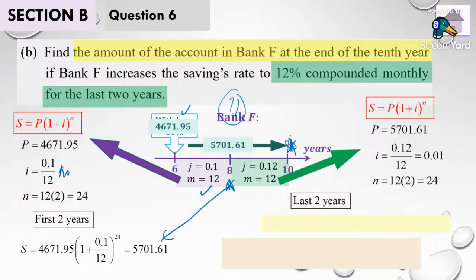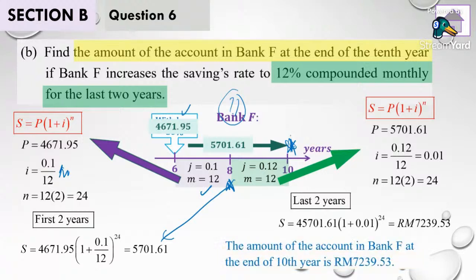So therefore, for the last 2 years, what will I have for the amount of money? Substitute according to the compound interest formula. There goes the answer that I have. The final answer is 7239.53. The interpretation of this calculation is the amount of money in the bank at the end of 10 years. So this is the result that I have here.